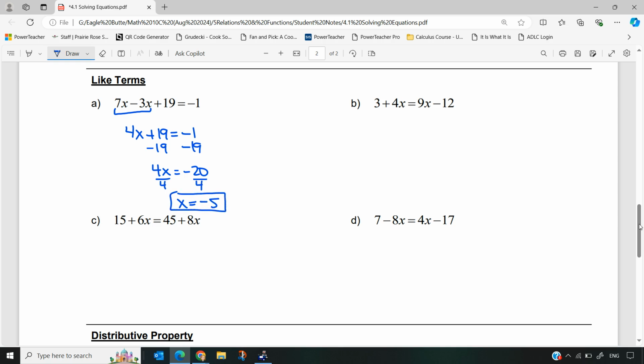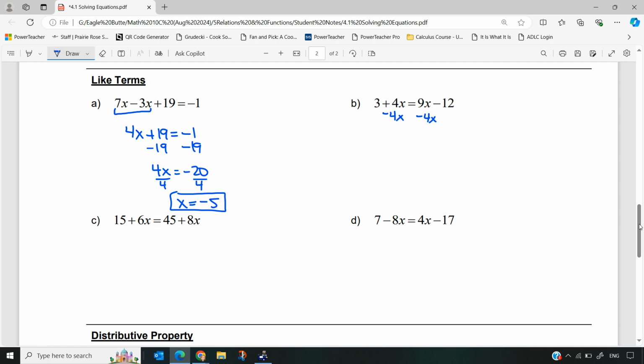Now for part B, you'll notice that I have a variable on each side of the equation. So I want to get all of my variables together. Again, because I don't like working with negatives, I'm going to move the 4x. So I'm going to subtract 4x from both sides. And if you want, you can move your numbers at the same time.